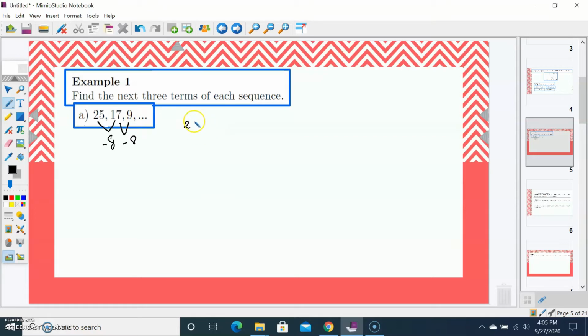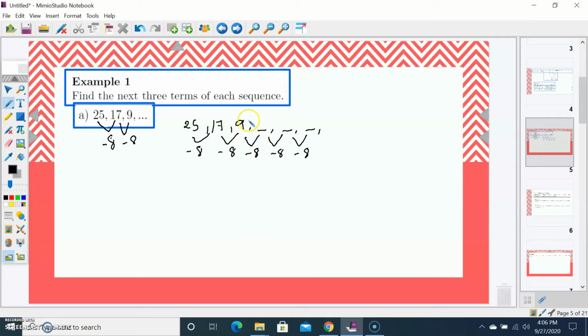So let's rewrite the sequence. So we have 17, 9. These two have a common difference of -8, and then these two have a common difference of -8. So these two should also have a common difference of -8. So how do we find the next 3 terms or this term? The fourth term, we must add 9 and -8.